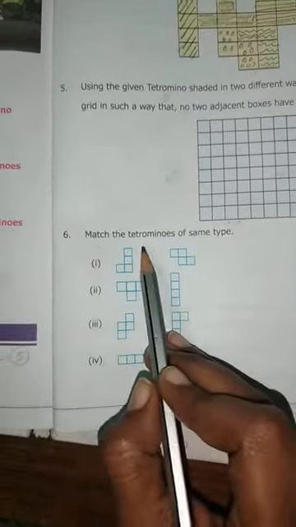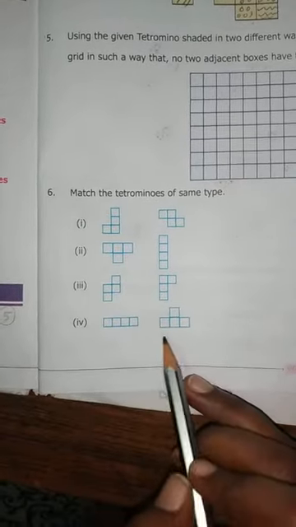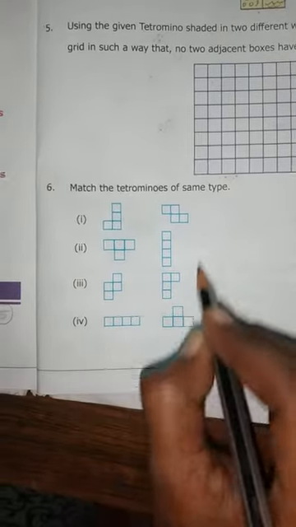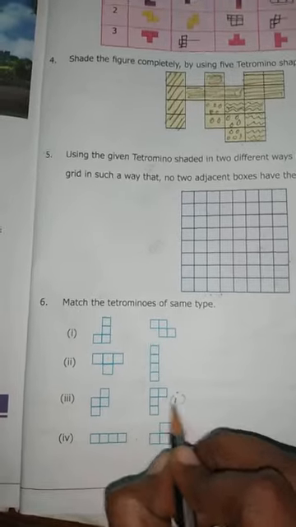Now let's see the sixth sum. Match the tetrominoes of same type. Here they are given the tetrominoes for matching. First one is the L shape. Therefore, you have to see where is the L-shaped tetromino. Here we have the L shape. Therefore, it is the first one.